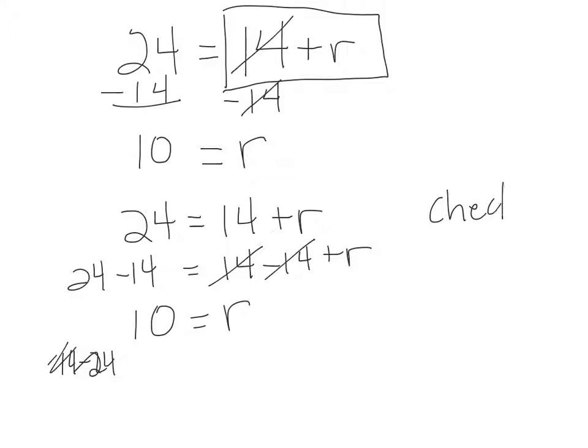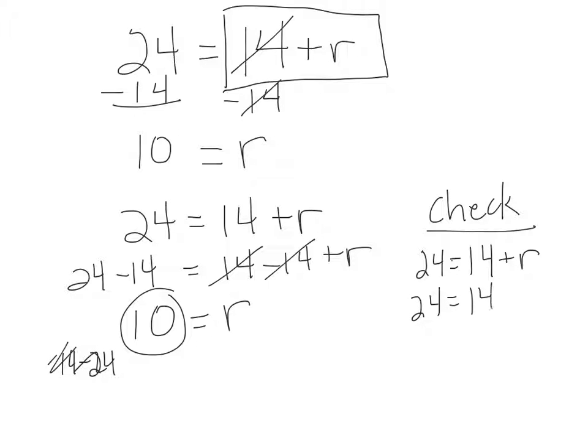Again, we have to always do our check. Begin by writing down the original equation. 24 equals 14 plus r. We've solved r is 10. So when we rewrite the equation, we're going to substitute 10 where r is. We're going to do the calculations of 14 plus 10 to equal 24. We end up with 24 equals 24, and we've checked.